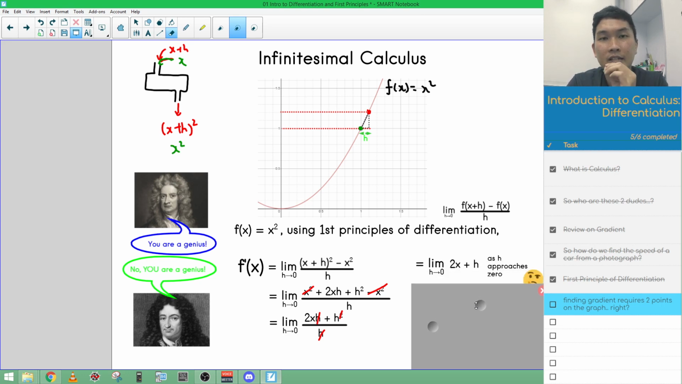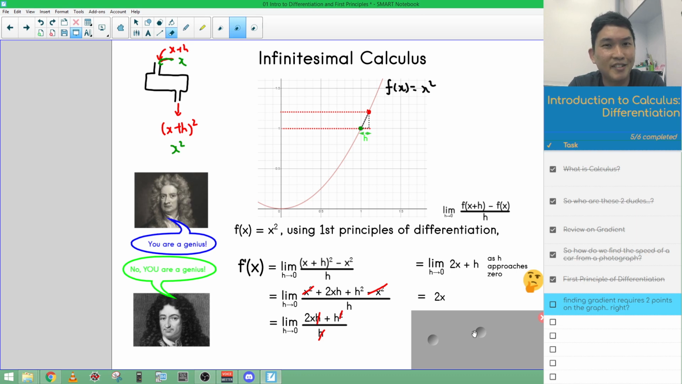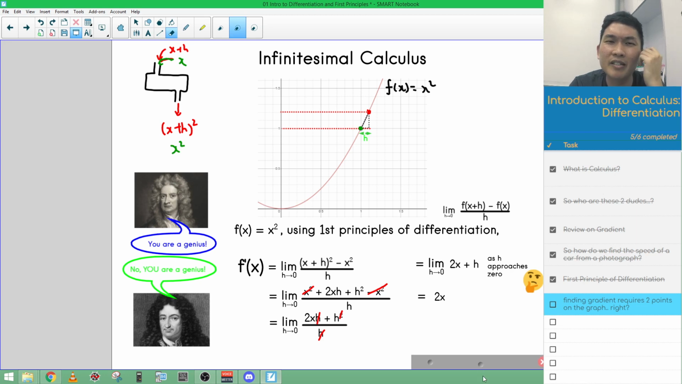So we're going to take the limit of 2x plus h as h approaches 0, which means to say, what is going to happen when h becomes really, really small, like 0.000000001? What is 2x plus 0.0000001? Well, it's as good as 2x. Yeah, it's as good as 2x. But wait a minute, what does this mean? The gradient is 2x? What do you mean by the gradient is 2x? Well, this is what I mean.